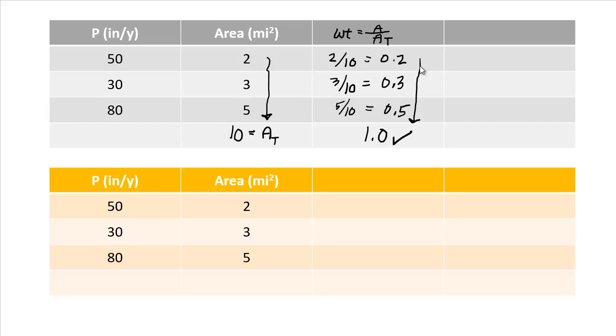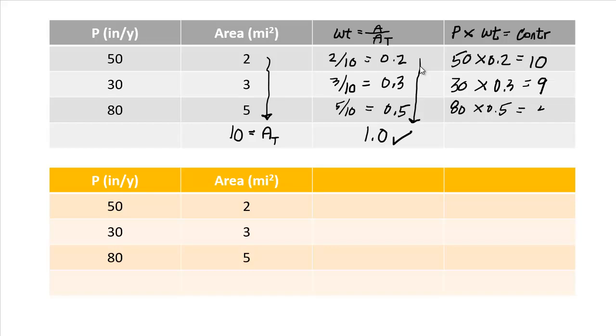The next step is to multiply the precipitation in each subregion times the weight. And that will be the contribution to the total average from that station. So for example, the first station, I take the precipitation of 50 times its weight of 0.2. That is 10 inches per year. And for the second, it's 30 times 0.3, which is 9, and the last one, 80 times 0.5, is 40.